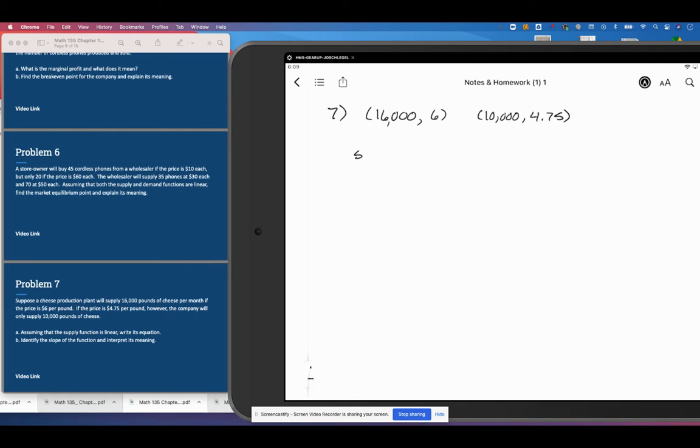So for this we are going to need a slope, of course, which is y2 minus y1 over x2 minus x1. Let's label our points: x1, y1, x2, y2. And we've got x2 minus x1, which is y2 minus y1 first. My bad, I'm a little bit tired. 4.75 minus 6 over y2 minus y1, 10,000 minus 16,000.